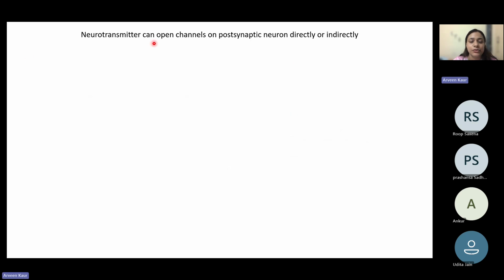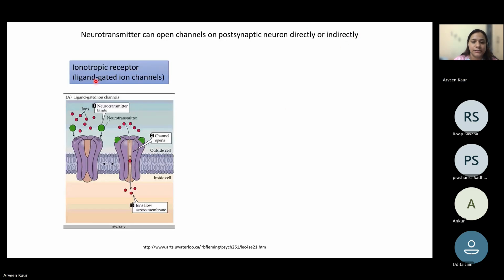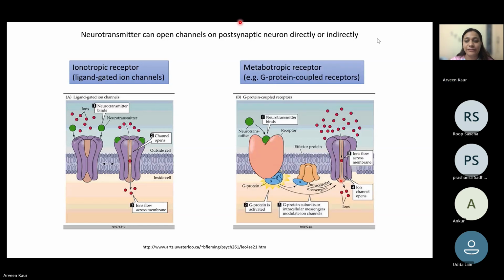Then the neurotransmitter can open channels on postsynaptic neurons directly or indirectly. How does this happen? If it is an ionotropic receptor, which is ligand gated, for instance, maybe the neurotransmitter itself is the ligand due to which it can open the ion channel, and there is flow of ions across the membrane over here. If it is metabotropic, such as G protein coupled receptors, maybe the neurotransmitter binds to its receptor, due to which there is some change over here. Maybe G alpha gets separated or G beta gamma gets separated, and this goes to a nearby receptor and regulates this receptor's opening, due to which again ions can flow inside.